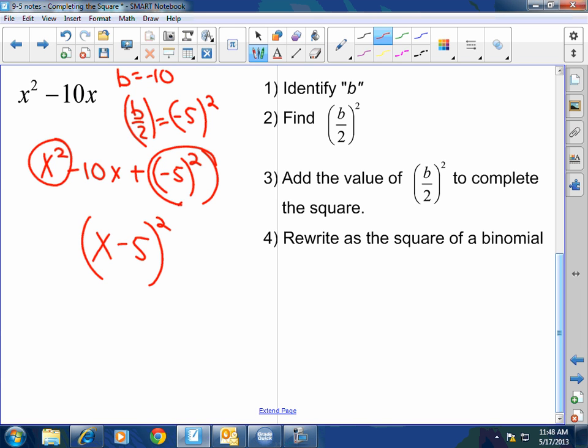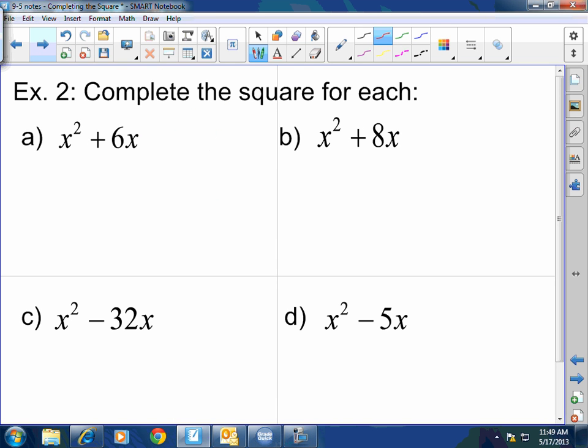So it's the square root of the first, and then the inside part, the square root of b over 2 squared. If it's positive, you make it positive. If it's negative, you make it negative. That's how you complete a square. Does that make sense? Yes, it's very easy. Thank you. Yes, because we're going to do a bunch of practice now. Let's complete the square for each.